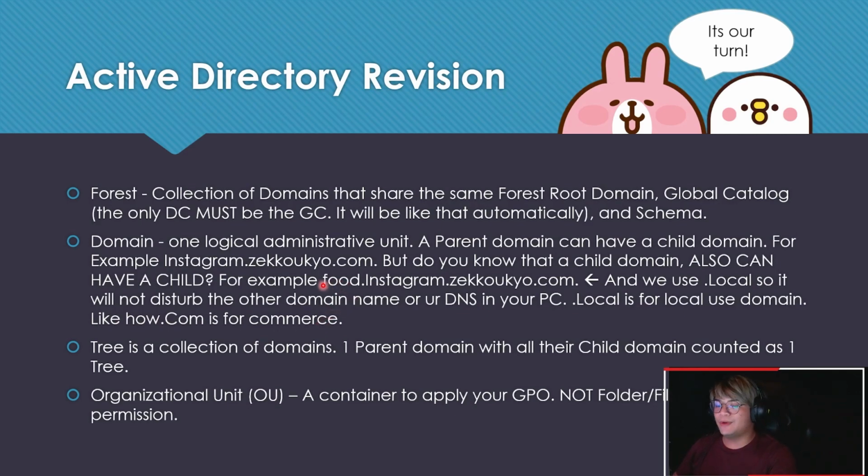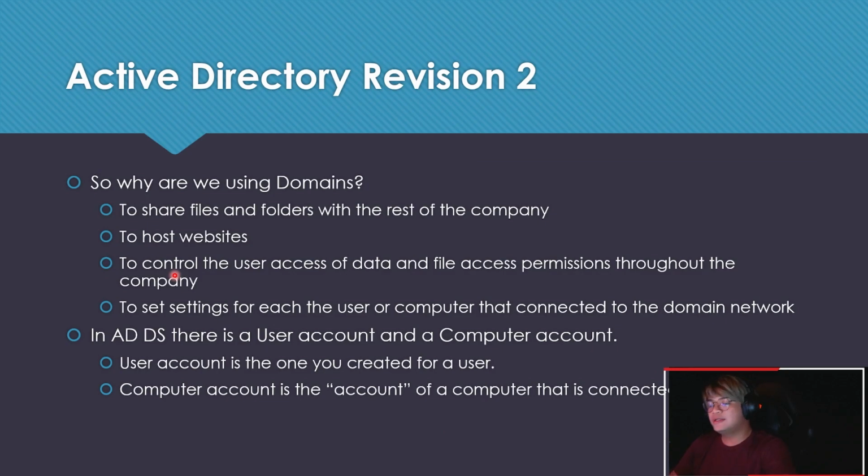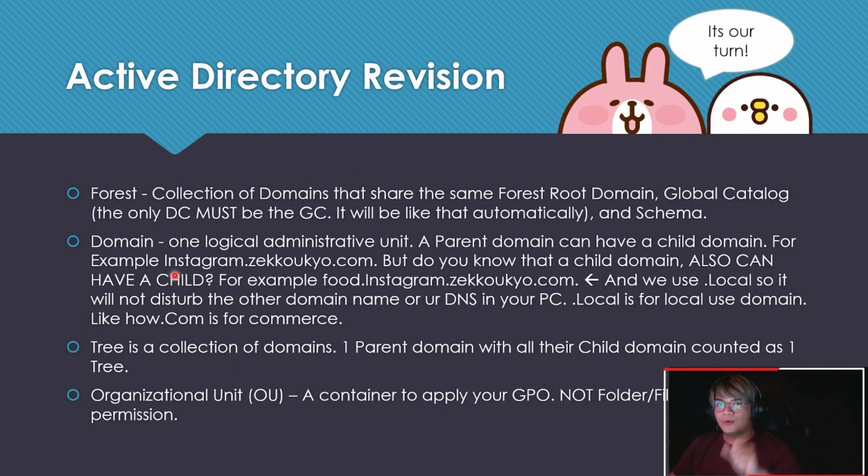So basically what we are doing right now is the website or file access thing. The domain that you've been doing, swin.local, can actually translate directly to swin.com, like swinburne.com and so on. Just that we put .local so it will not disturb your DNS, all right? A tree is a collection of domains.